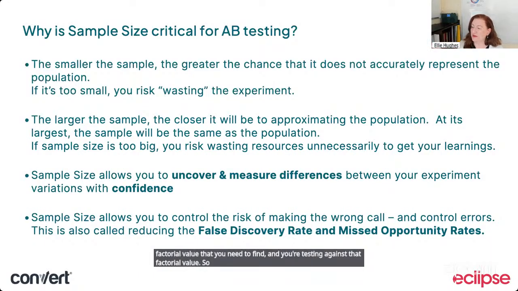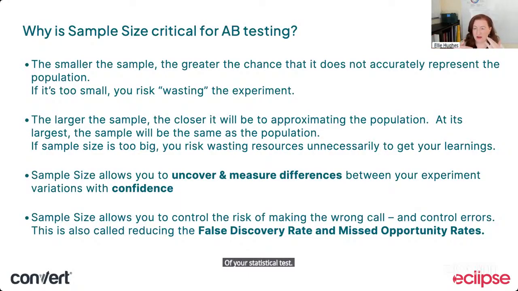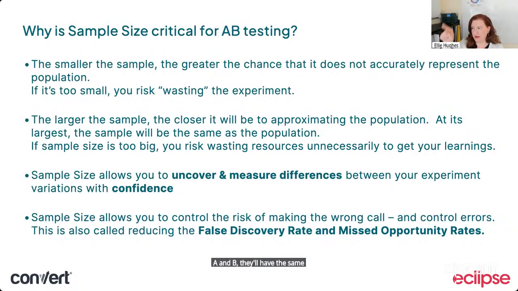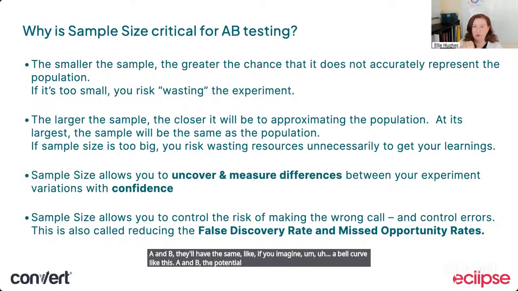So when you define your statistical confidence that you want to achieve in the first place, and then output a p-value at the end of your statistical test, you're kind of comparing them with each other. Essentially the confidence interval shows how much of an overlap of the margin of error of the two results could be. So when they're closer together, A and B, if you imagine a bell curve like this, the potential range that they could be in will be identical if they're very close to each other, and you can't declare a significant result.